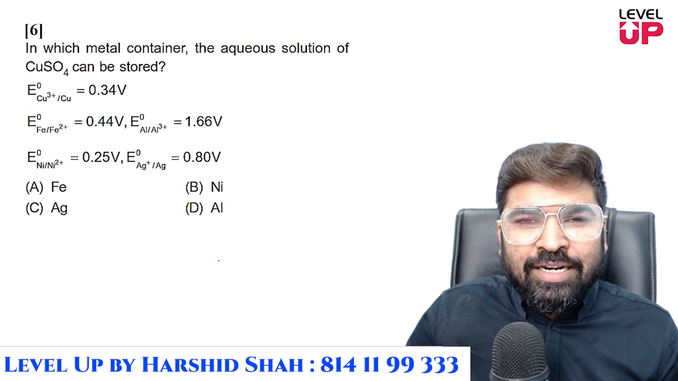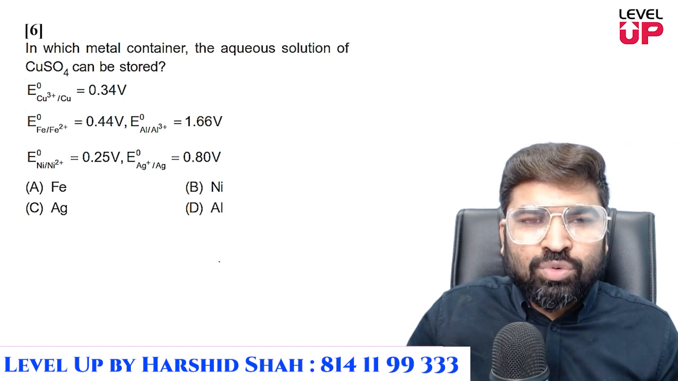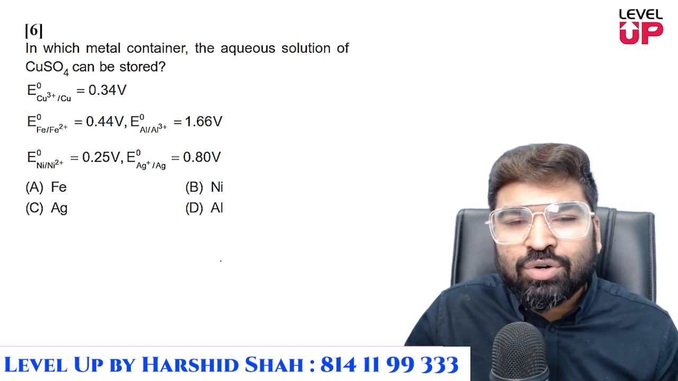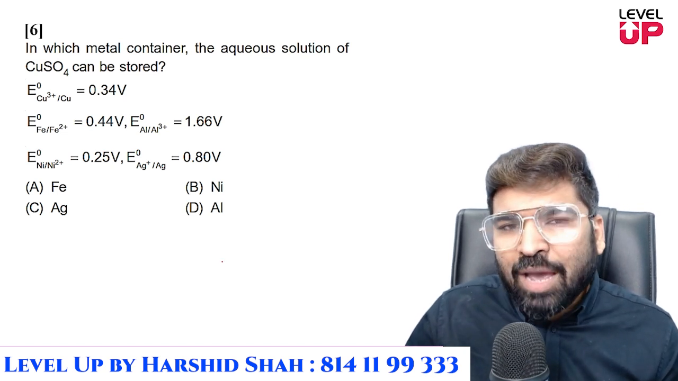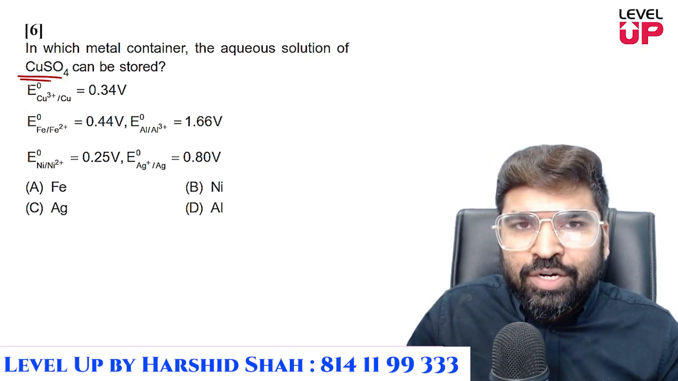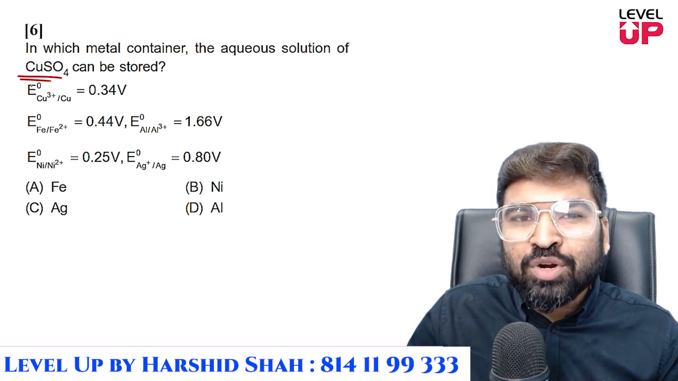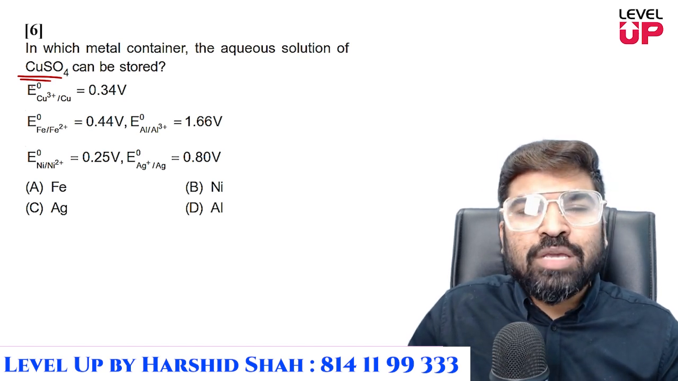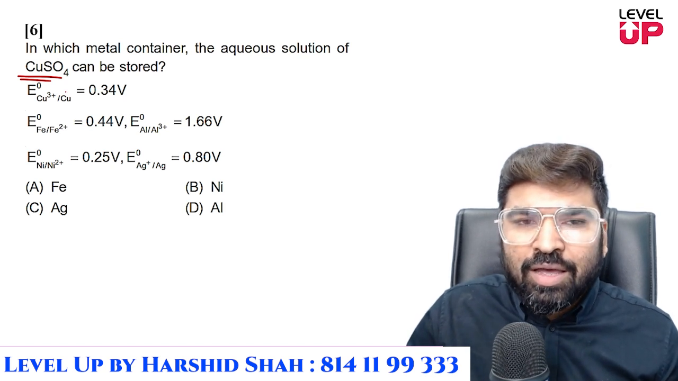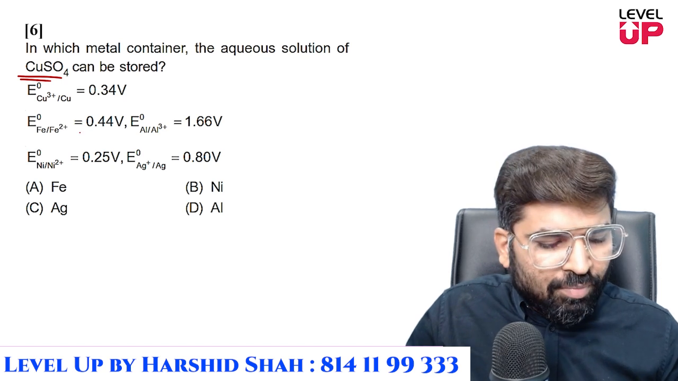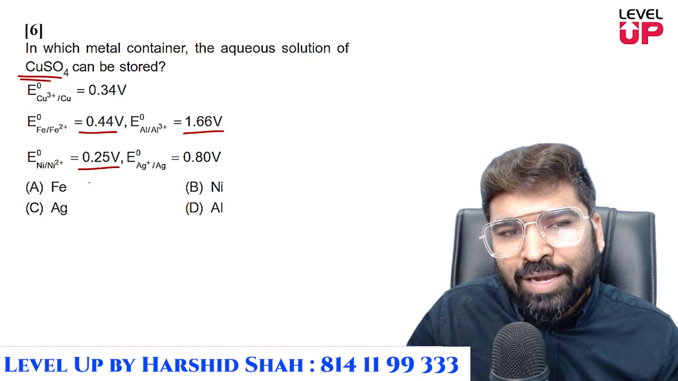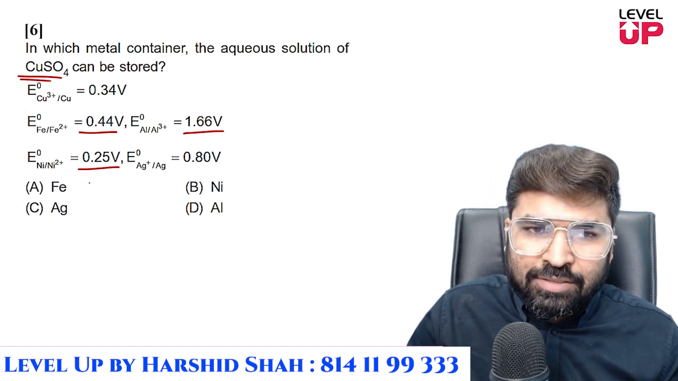And which of the metal container aqueous solution of CuSO4 can be stored, right? Can it be the Fe or nickel or Ag or aluminium? So what should not happen is that CuSO4 should not be able to reduce itself. The copper plus 2 should not be able to reduce itself. The metal should not be able to oxidize itself. So from the values which are given, nickel, aluminium and Fe, because these values are way more as compared to the copper value, they will oxidize, right?